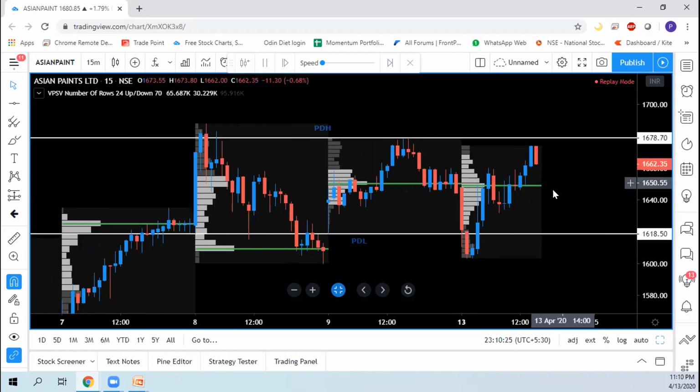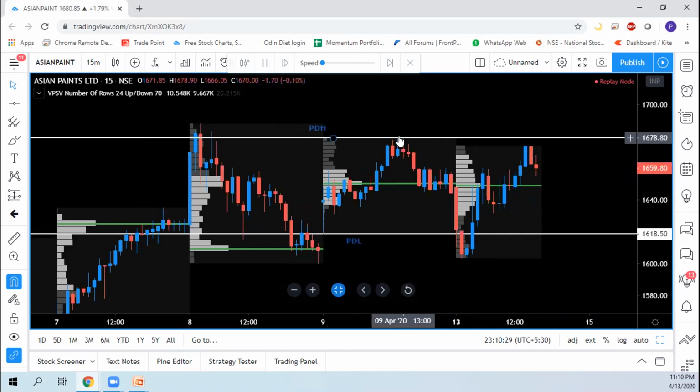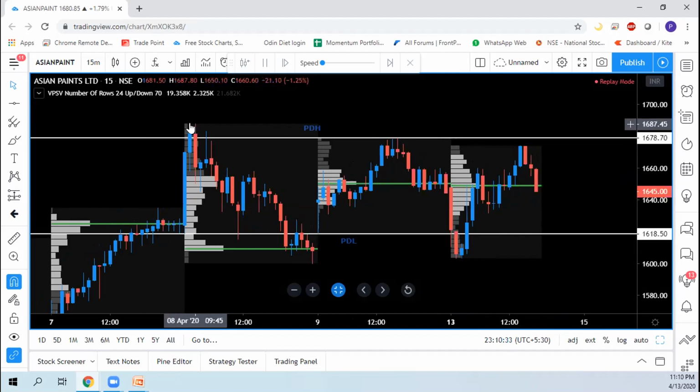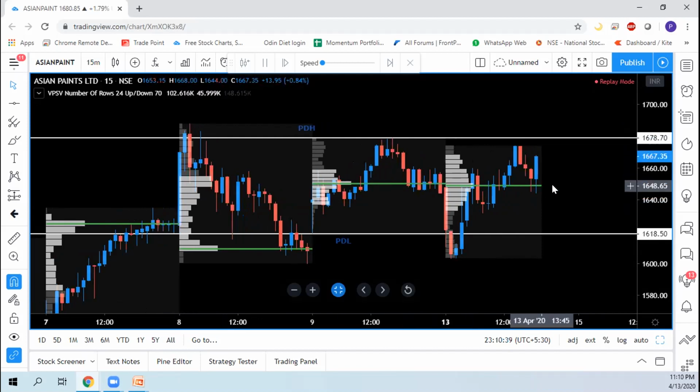Now how nicely it is moving higher, and our initial target should be the previous day high. If it breaks this, the target should be this particular reference. So once it comes very close to the previous day high, you can book your profits and trail whatever positions are left.